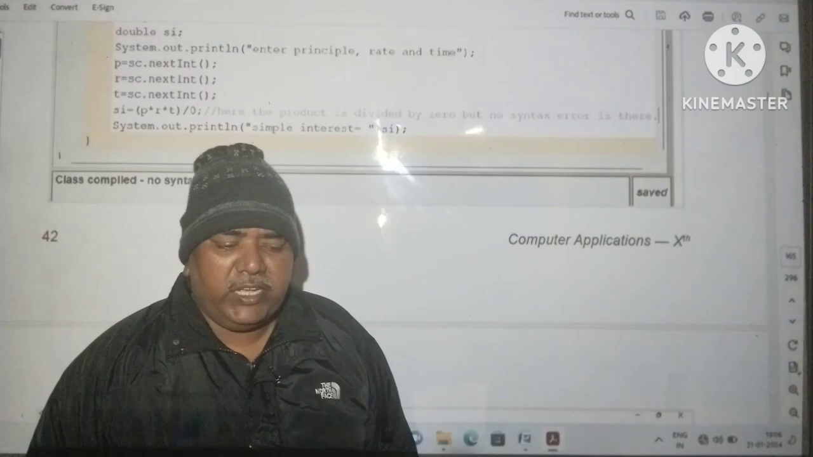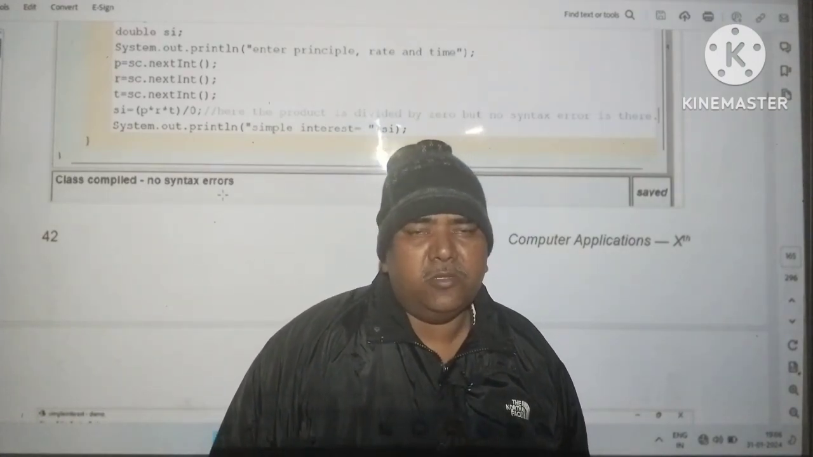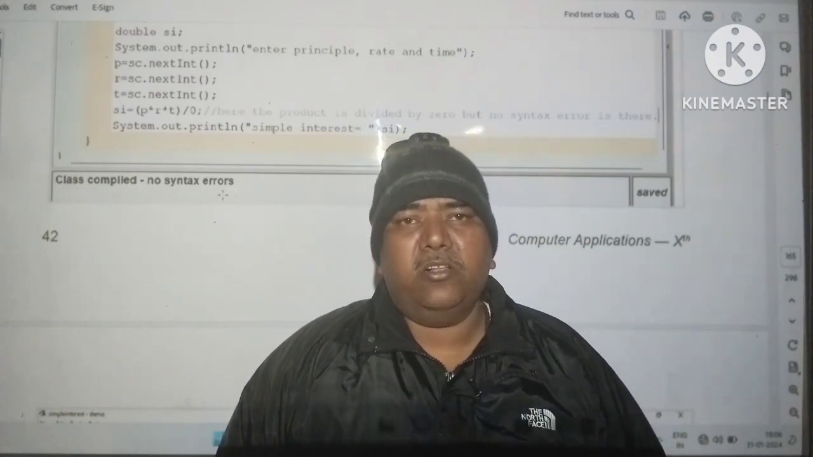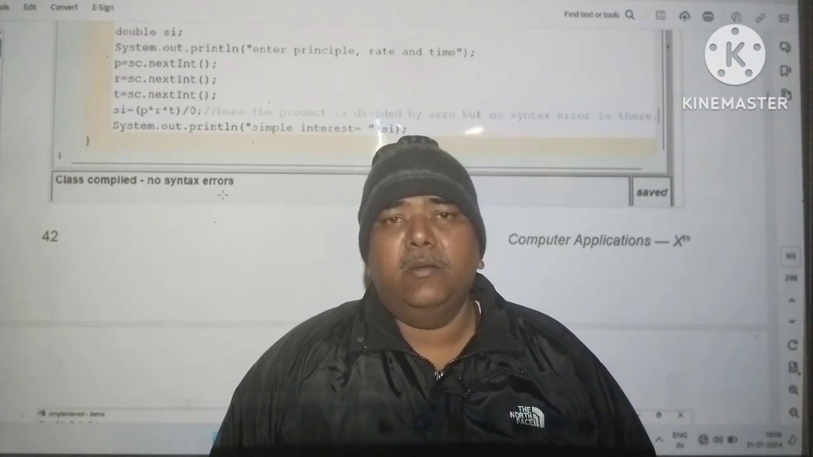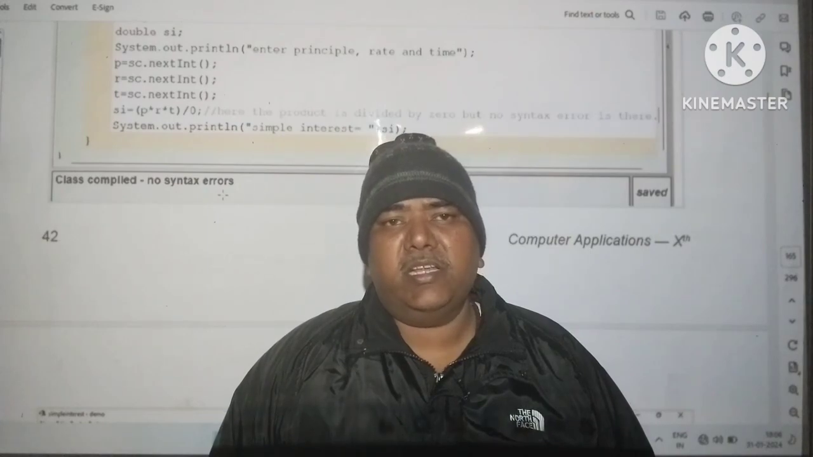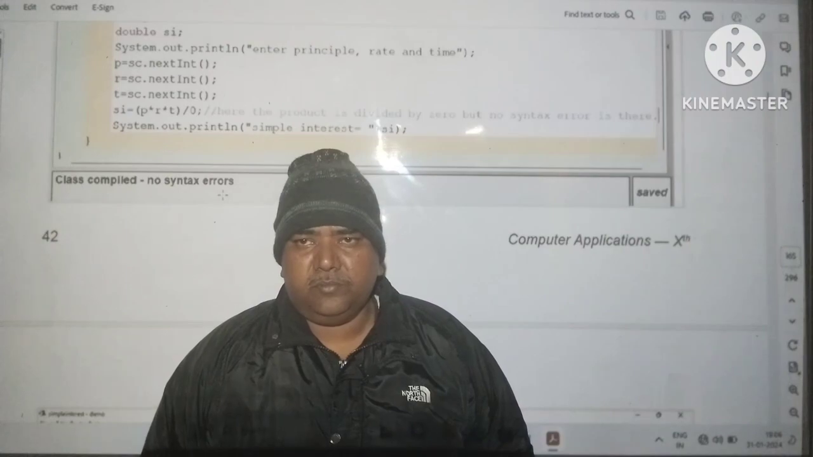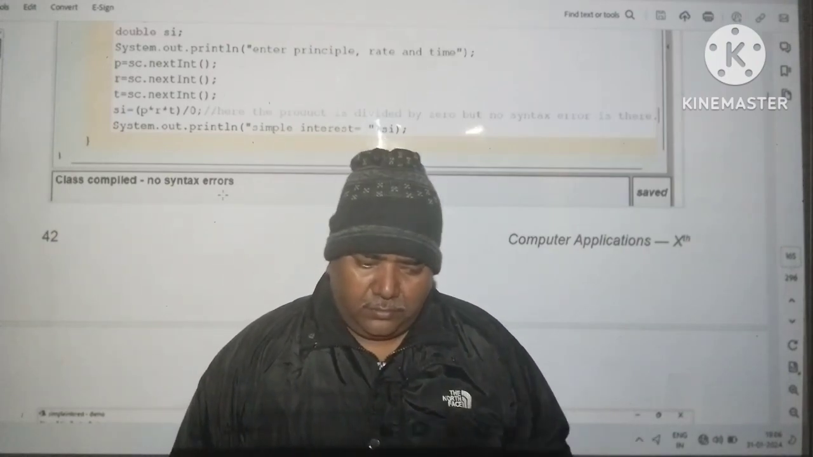Okay, the same error will come in strings also. In a string also we count the position number of the characters from 0. So there also, if you access beyond the range, it will display StringIndexOutOfBoundsException. That is also a runtime error. Okay.